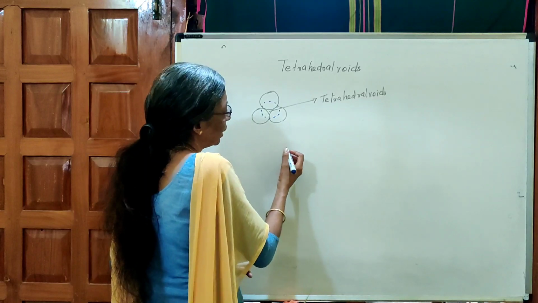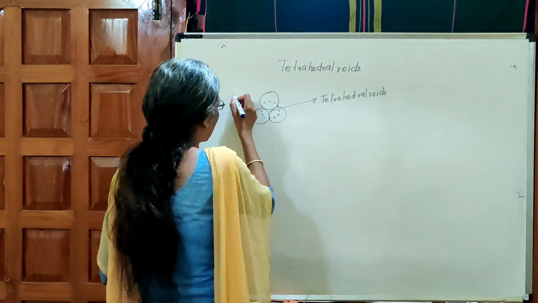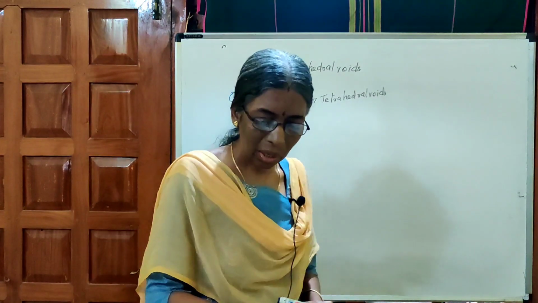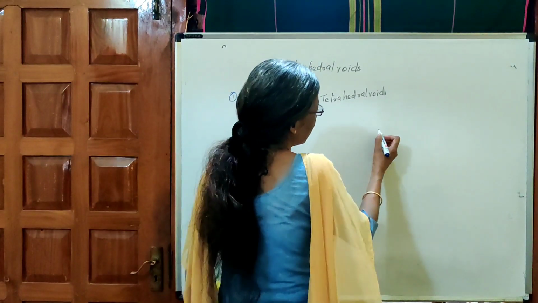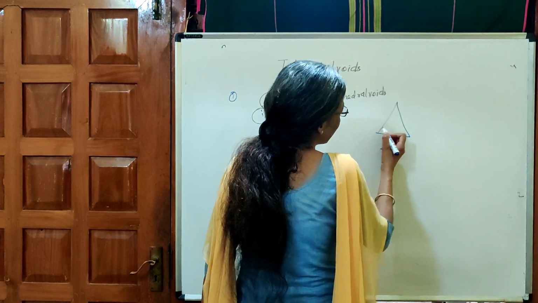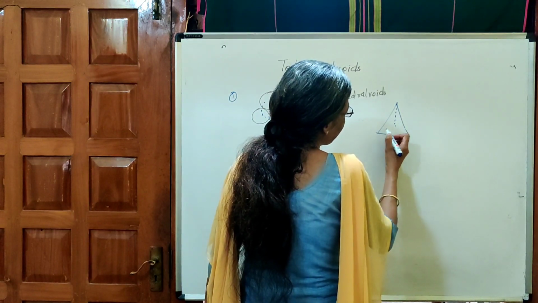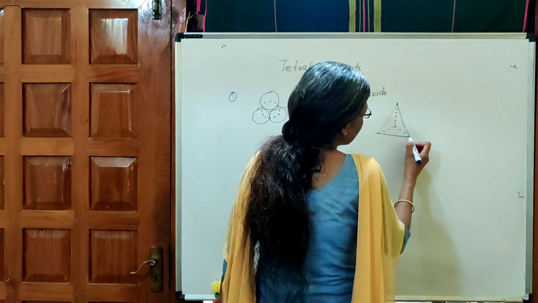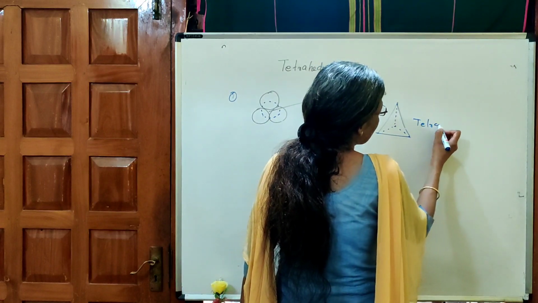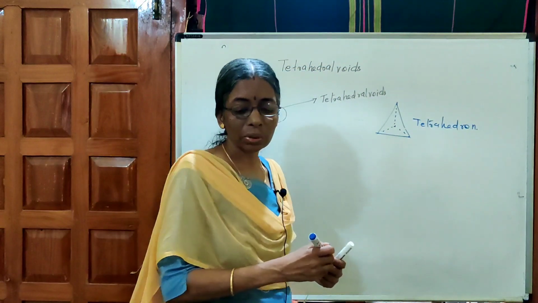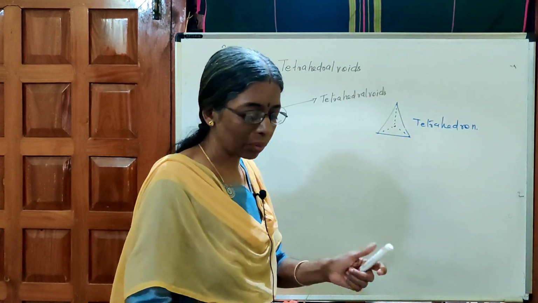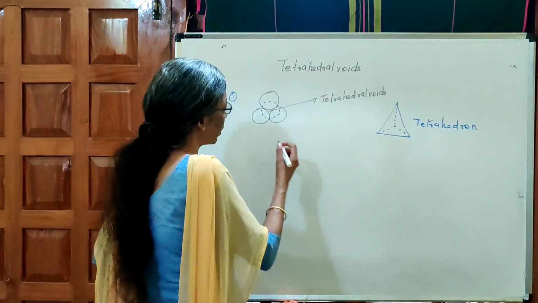Okay, next one. The second one is octahedral voids. For tetrahedral voids, in the textbook the diagram is given. If you see this one here, this is a tetrahedron. Okay, I think you understood. Next one is octahedral voids. So let us go for the octahedral void.